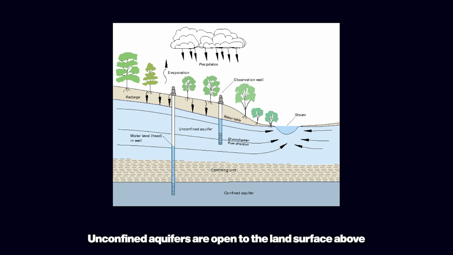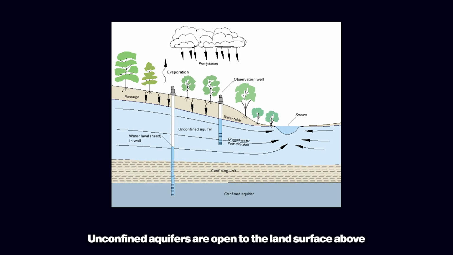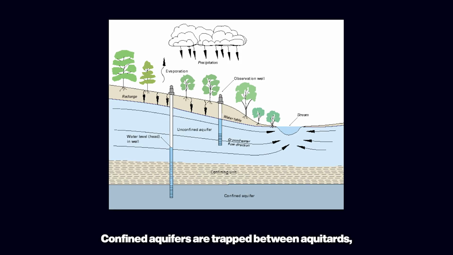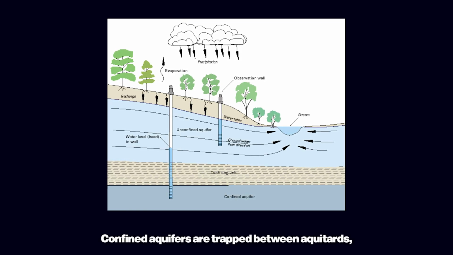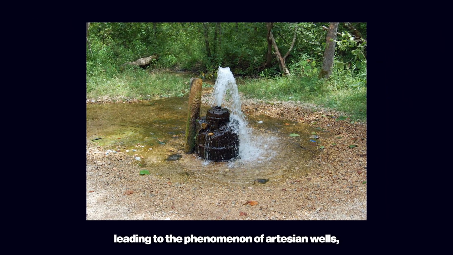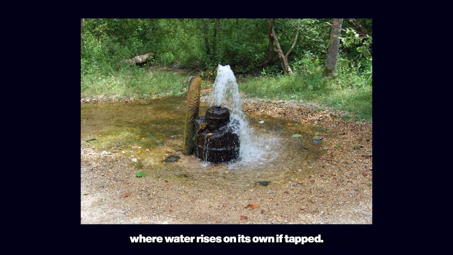Unconfined aquifers are open to the land surface above and can be directly recharged by rain or streams. Confined aquifers are trapped between aquitards, sometimes under pressure, leading to the phenomenon of artesian wells, where water rises on its own if tapped.